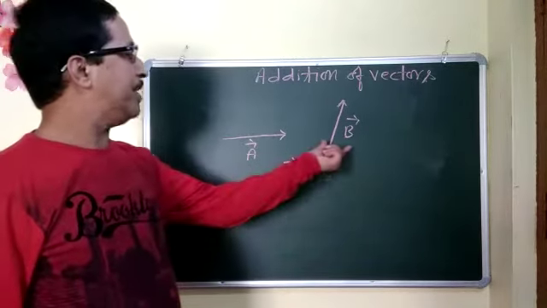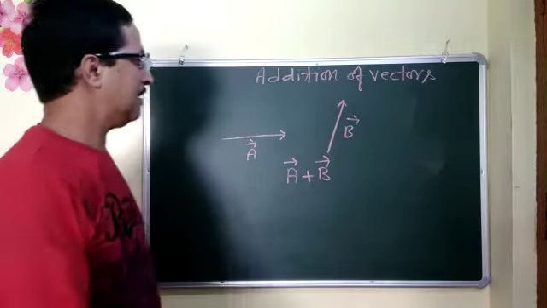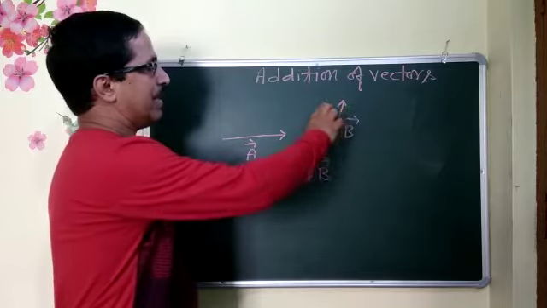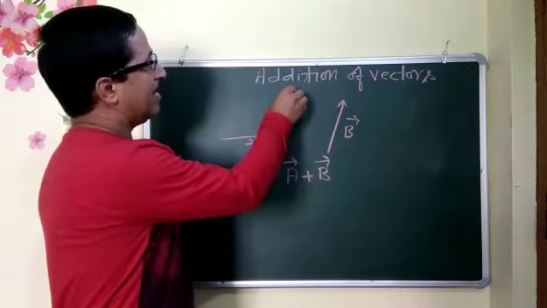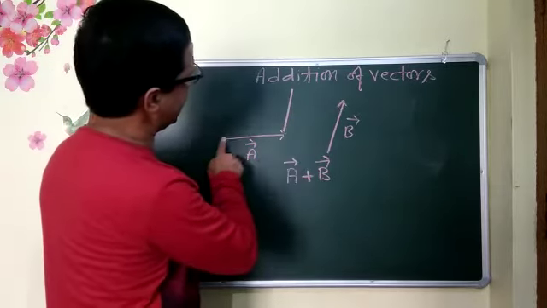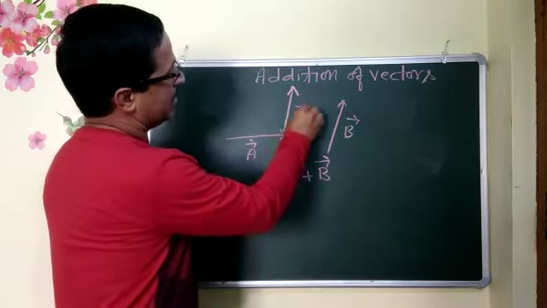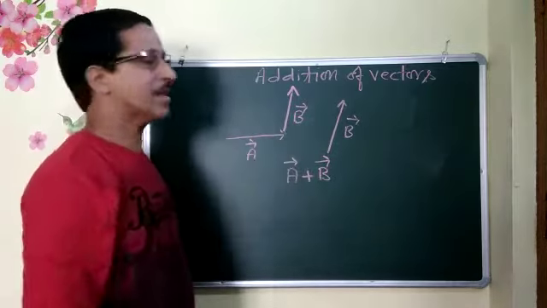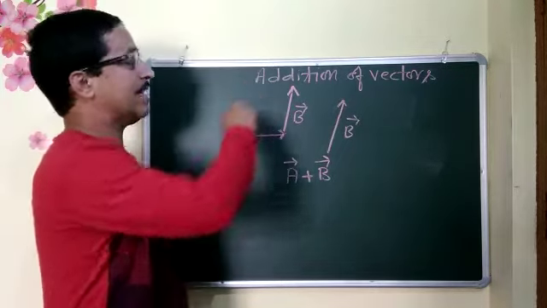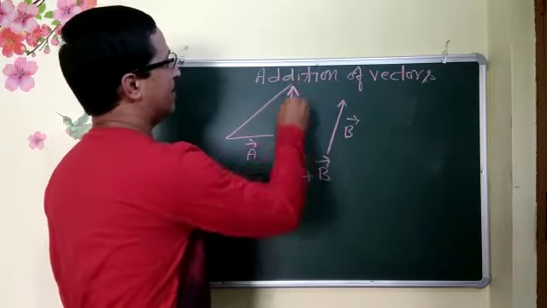So when we are adding B to A, means when we are calculating A plus B, then what we do, we'll take this vector without changing its magnitude and direction and attach its tail to the head of the vector A. Then this will represent the same vector B. Now these two vectors have been added. So what is the resultant vector? Resultant is this one, which is clear from the figure.